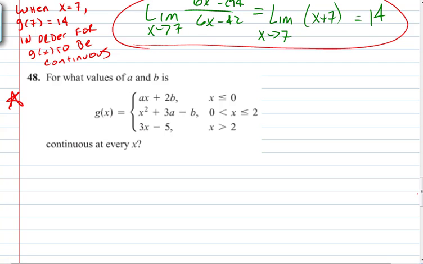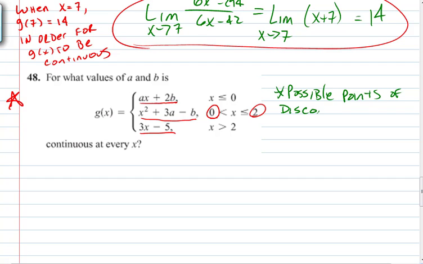Well, this is a linear function. This is a quadratic function, and this is a linear function. And we've got to find a and b. And the only place that we might have to worry about discontinuities are when x is equal to 0 and when x is equal to 2. So our possible points of discontinuity occur at x equals 0 and x equals 2. Do you see why I selected 0 and 2?